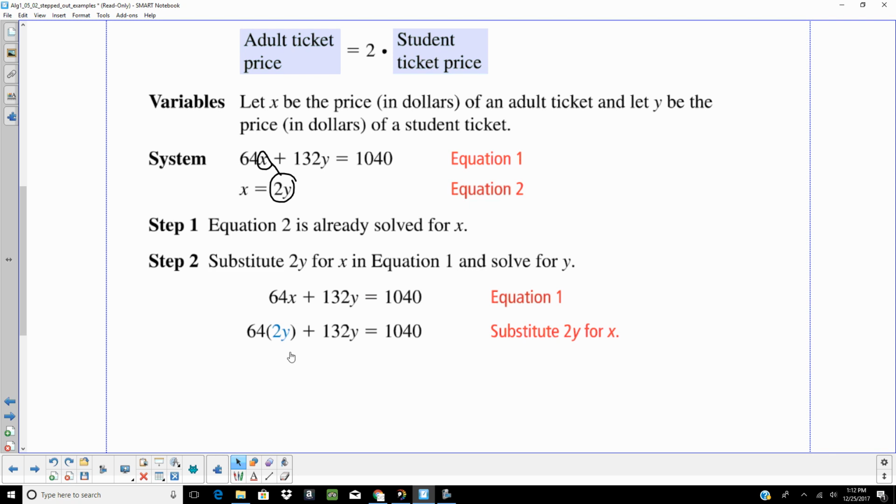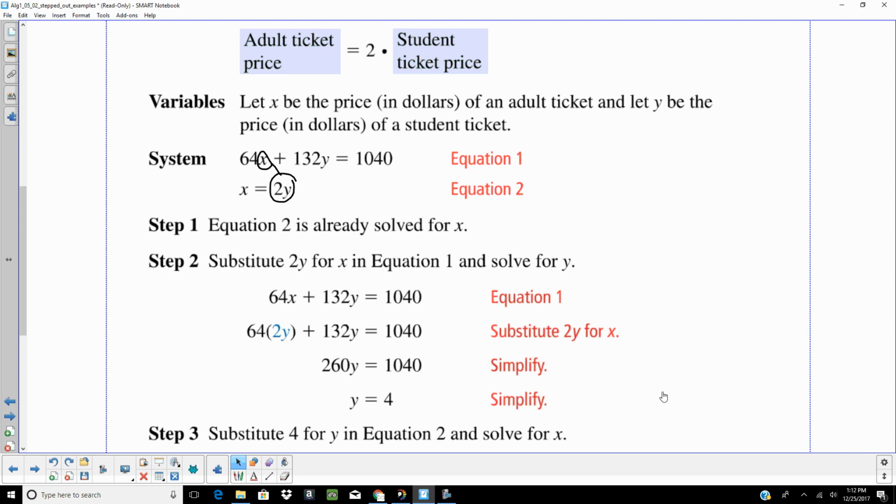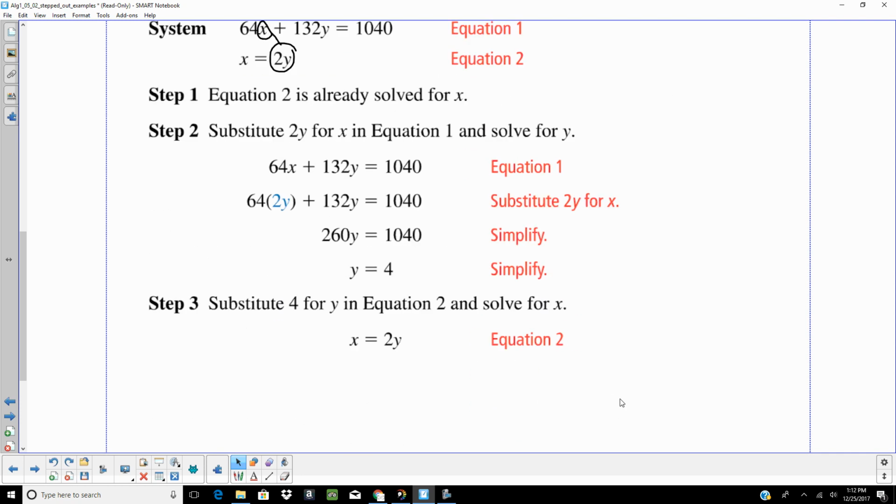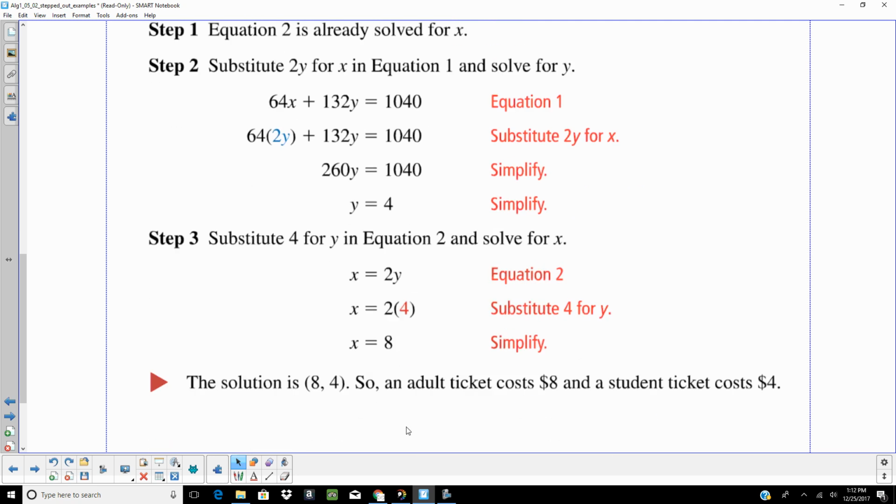When I do that, I get 64 times 2y plus 132y equals 1040. Simplify, multiply, and then combine like terms. Divide by 260, and you get y equals 4. So now I need to know x. You double that because x is 2y. X is 8. So there's my solution. An adult ticket costs $8. A student ticket costs $4. I asked myself, does that seem reasonable? And the answer is yes.